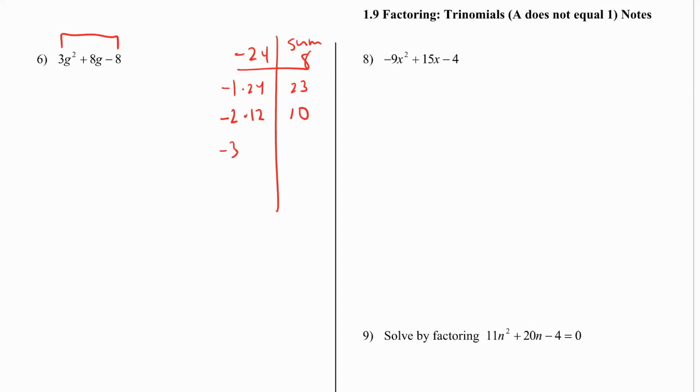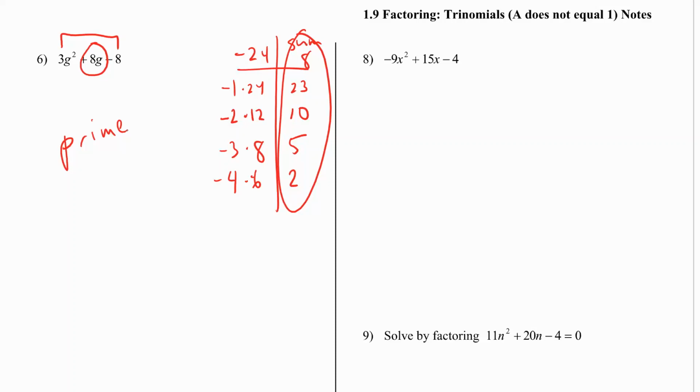Next, let's see, 3. And again, as you're doing these, you can use a calculator to double check. 24 divided by 3, if you don't have those down, that's 8. If we add those together, we get 5. We could do 4 times negative 6, or excuse me, negative 4 times 6, which is 2, and then that's pretty much it, because then we start repeating those numbers again. Since none of those combinations work to get that middle number, we're just going to say that is a prime expression. So in other words, we can't factor it.